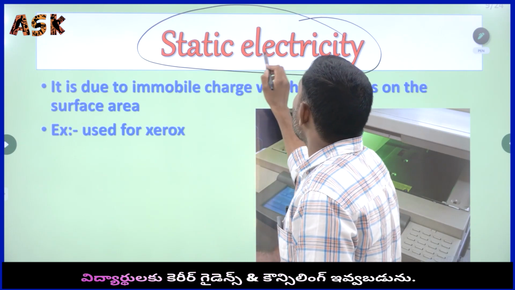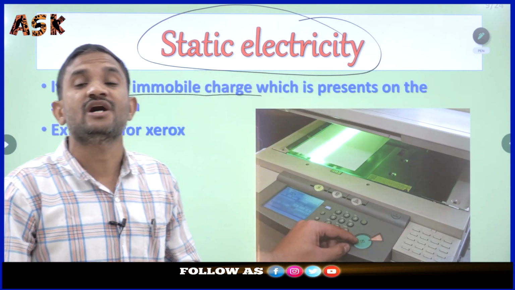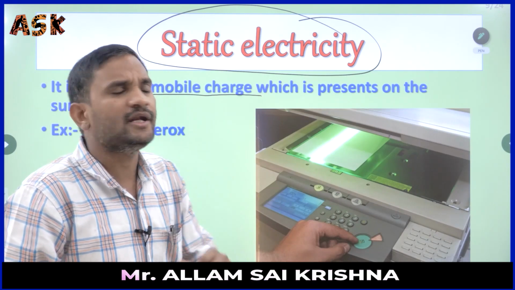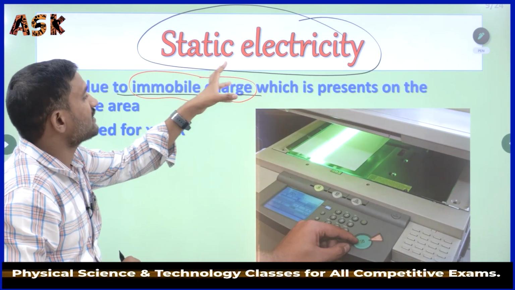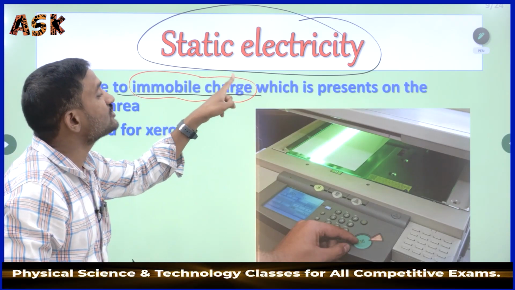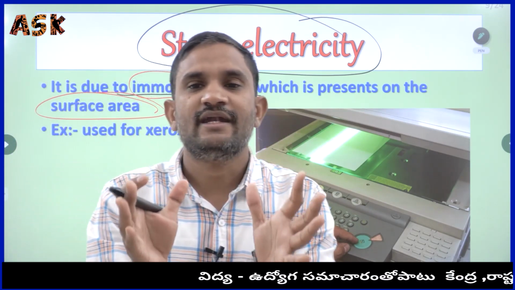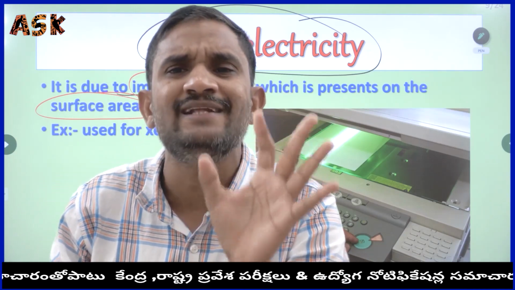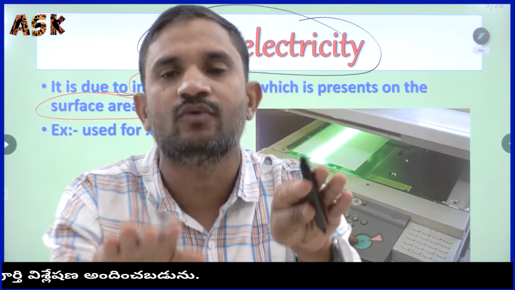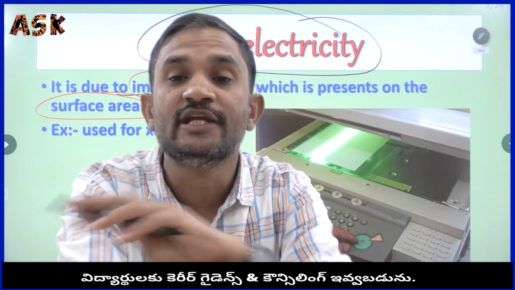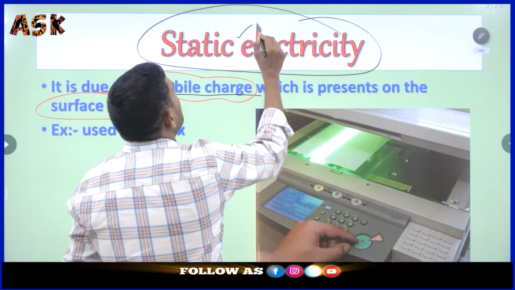Static electricity is formed due to immobile charge. Immobile means not moving. The static electricity is formed due to immobile charge, which is present on the surface area only. It should not be moved. Electricity formed due to that type of charge is nothing but static electricity.